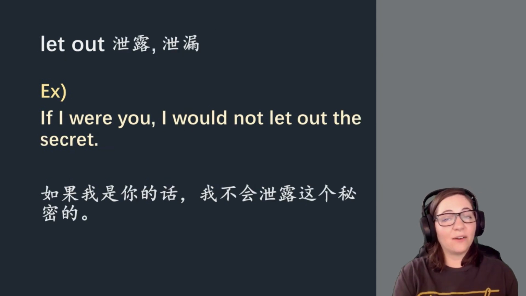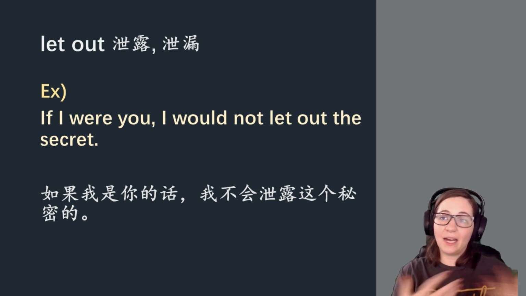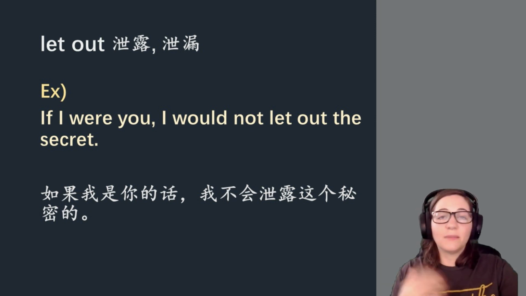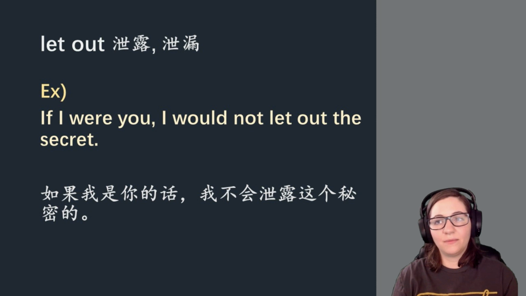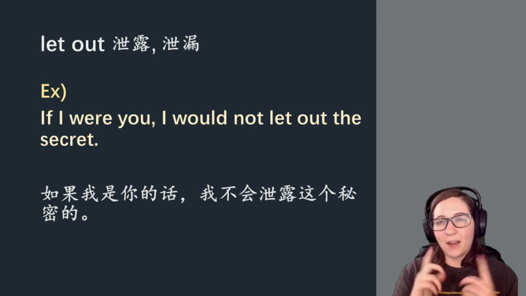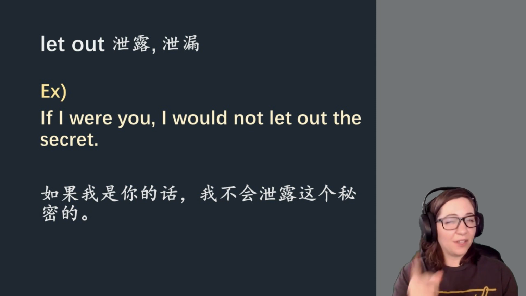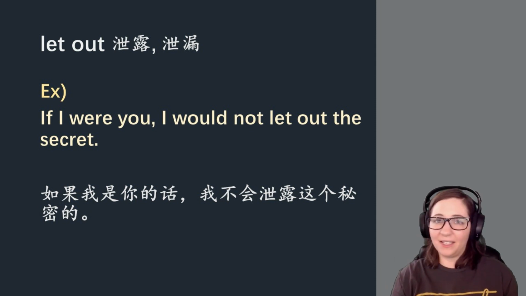This one is let out. And let out means to reveal or to allow something to leave. So you can say, if I were you, I would not let out the secret.